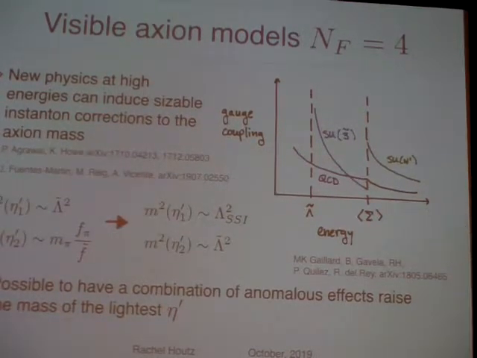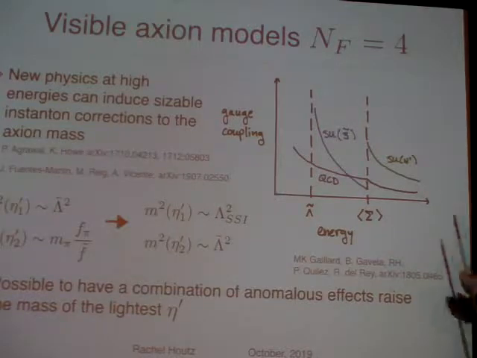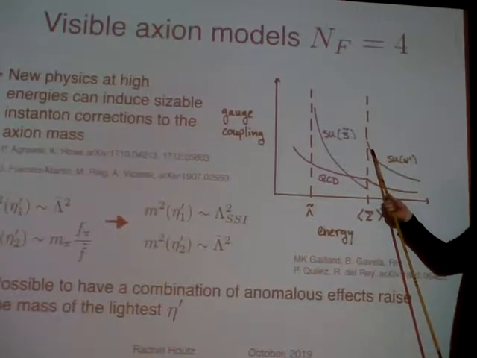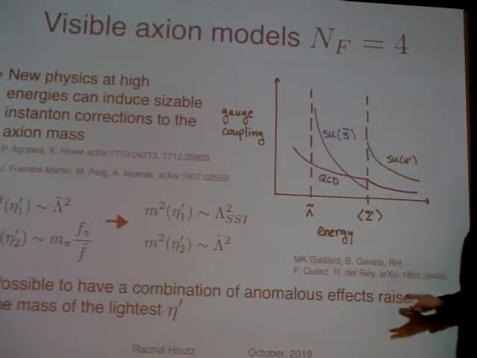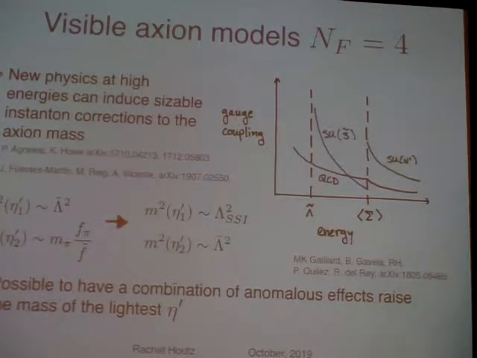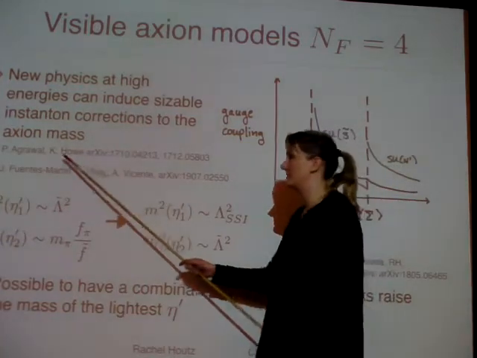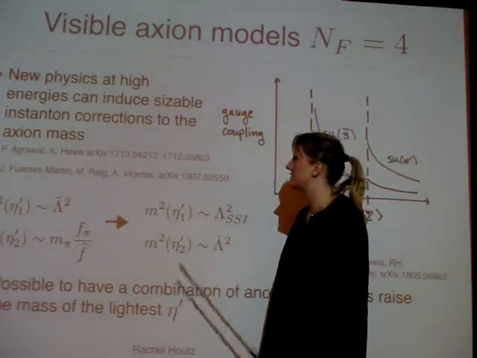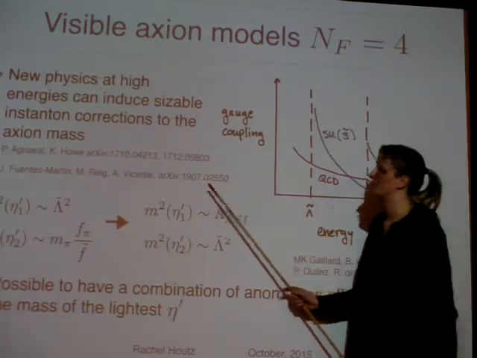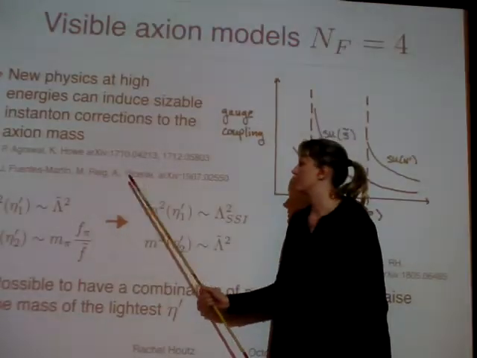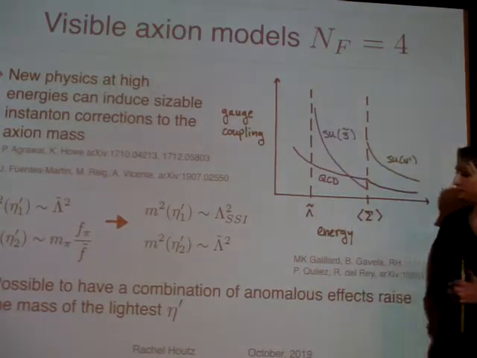Typically, non-perturbative effects like instantons are exponentially suppressed, and that typically means they're very small. But if the scale is high enough, they can still be calculable, and they can be sizable enough to affect the axion mass. Agrawal and Howe have recently revived this in a few papers, and then we wrote a paper about it here. Another group at Zurich and Valencia talked about this as well.